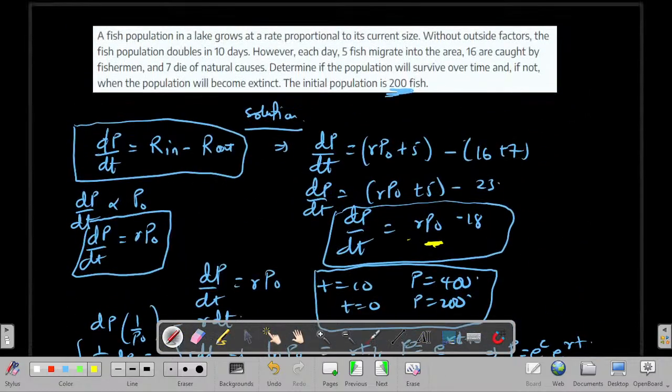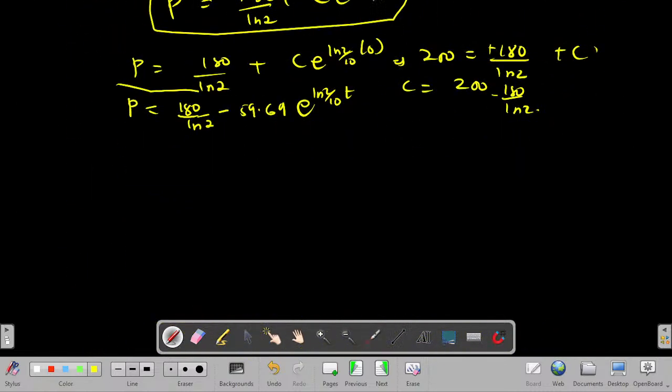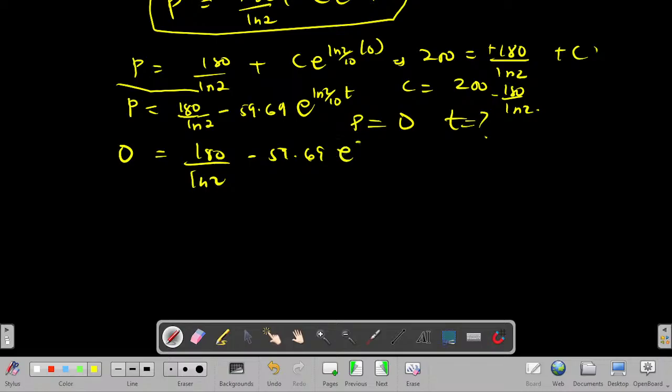The question asked us to determine if the population will survive over time. If not, when will the population go on extinction? So meaning that at this point that we have our general modeled equation for our population, we can ask when would this P become 0? That is the goal. If P becomes 0, at what time? Good. So let me put 0 here. So 0 is equal to 180 over ln 2 minus 59.69 e to the power ln 2 over 10t.